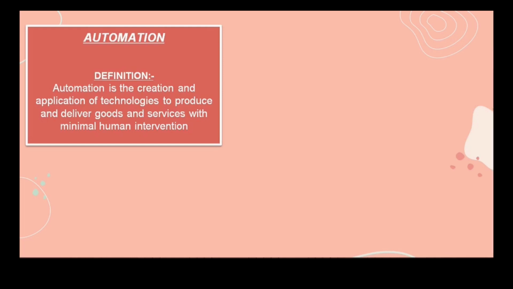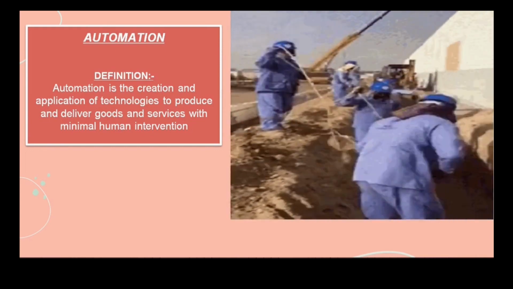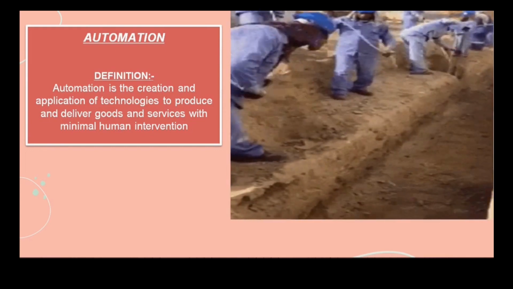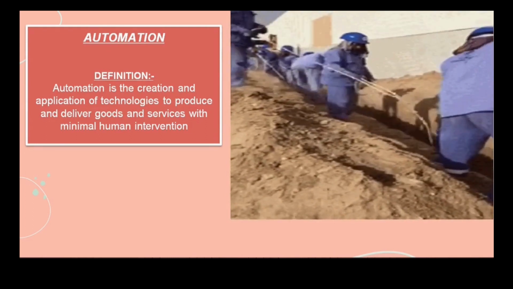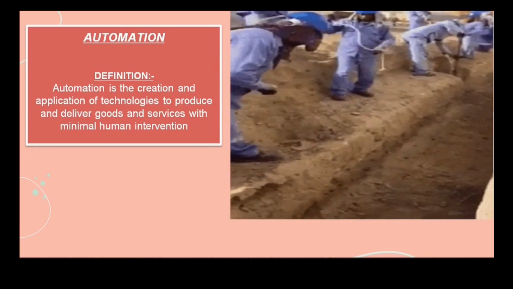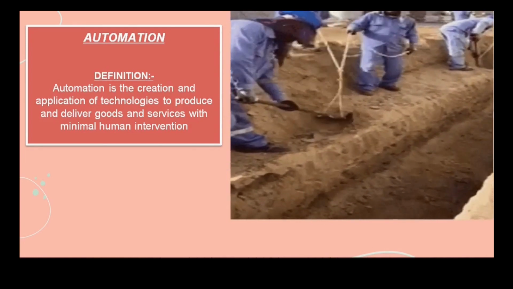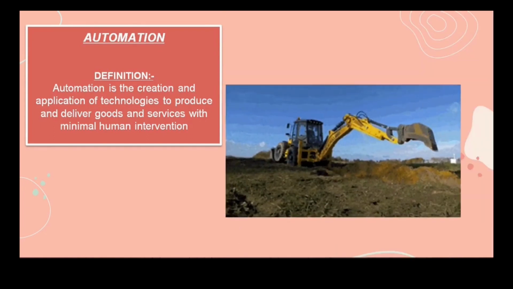Just imagine a construction site where there are workers working to dig a tunnel. Like you can see in the image, there are many workers involved in digging one tunnel. So this is manual work. What if we use a machine to dig a tunnel? That will be automation.